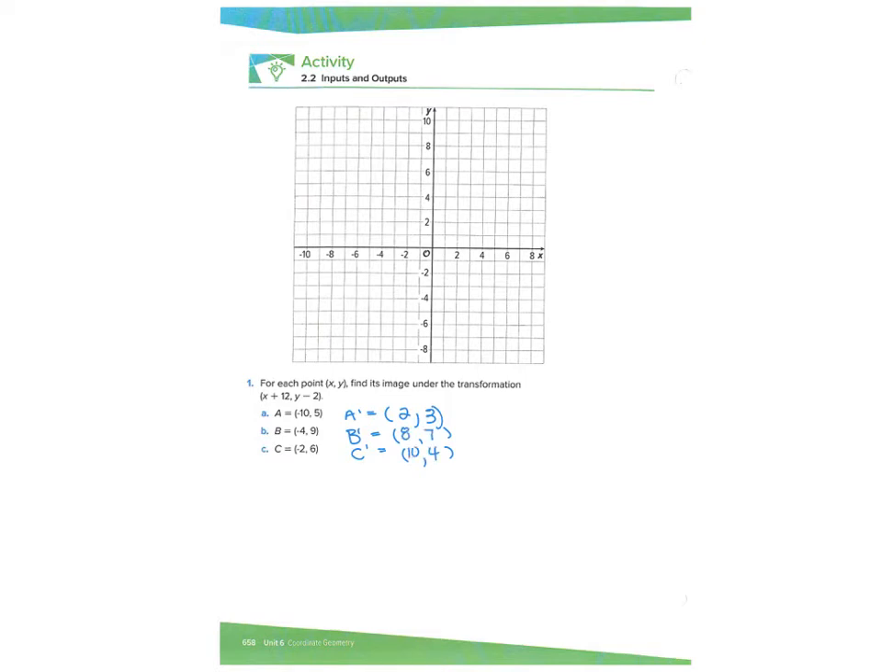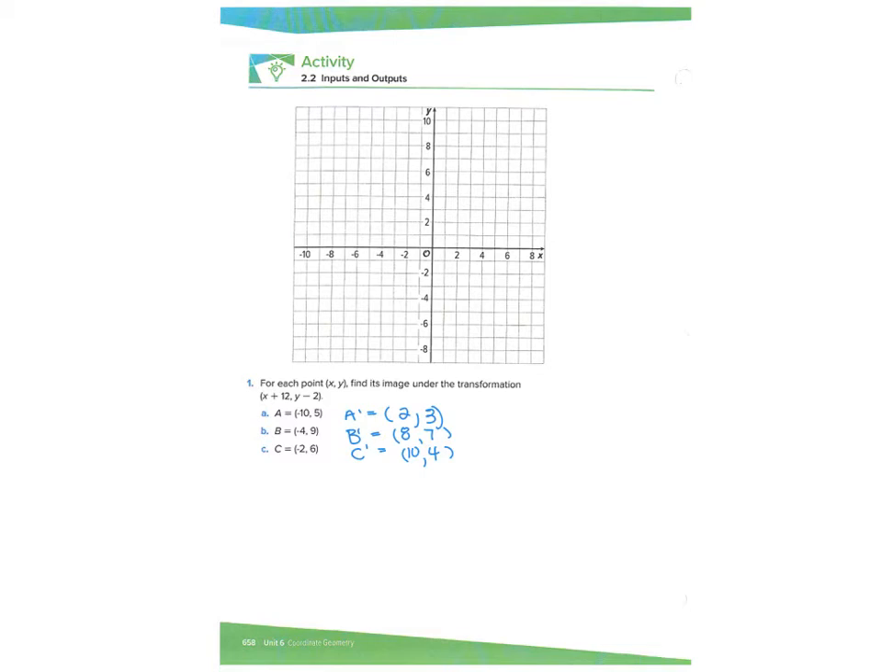So I hope you got 8, 7 for B prime and 10, 4 for C prime. So next, if you look at the next page, it asks us to graph ABC and also A prime, B prime, C prime. So why don't you graph those?